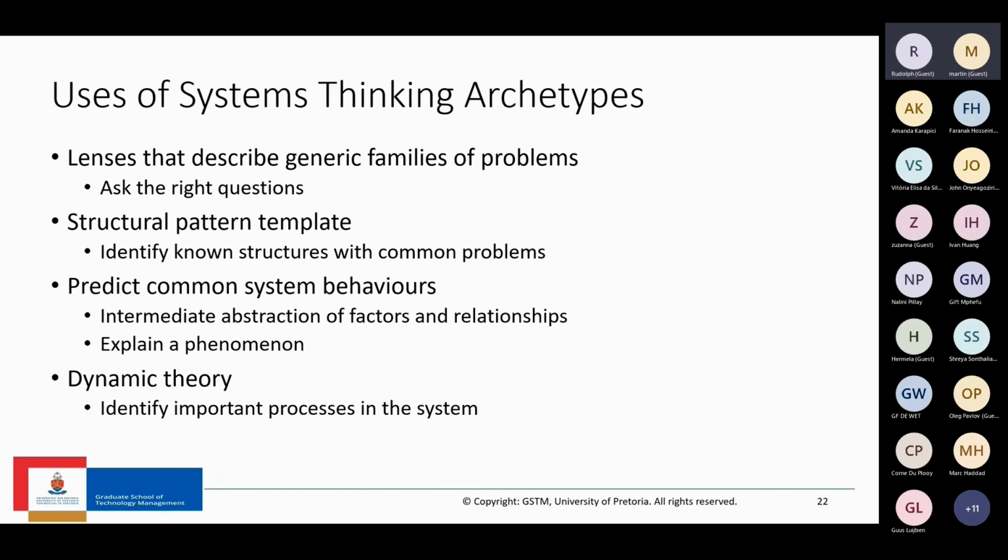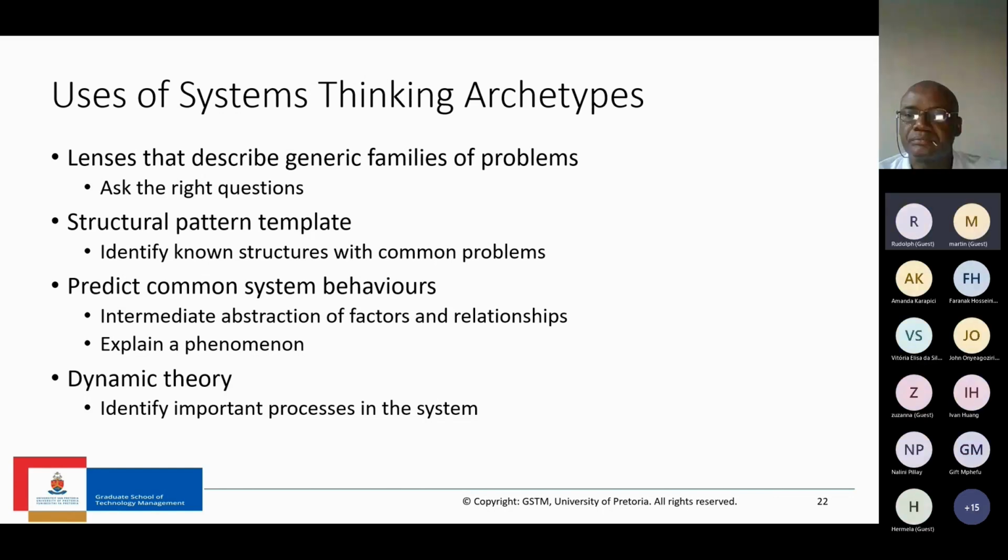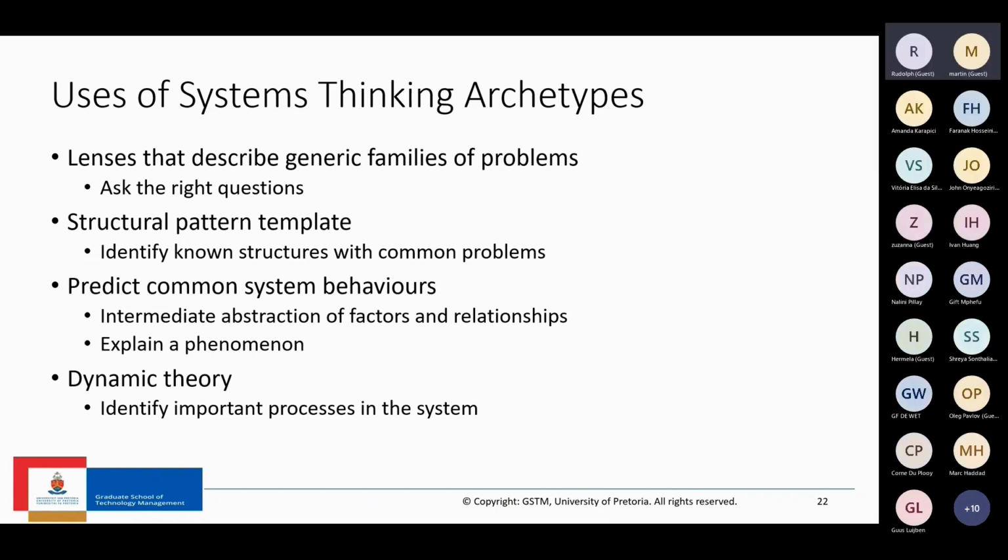Once you have identified what pattern is present, which archetypes they normally represent, that gives you a kickstart to do an intermediate abstraction of the different factors and relationships to help you also explain the phenomenon. And it leads to a dynamic theory as well, to help you identify the important processes that exist within a system that you need to try and model and replicate or simulate when you do your modeling and simulation.